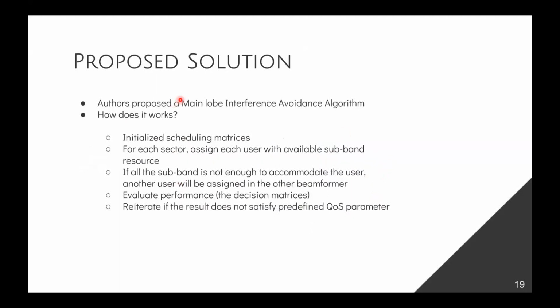So what is the proposed solution here? The authors proposed a main lobe interference avoidance, or MIA, algorithm. So how does it work? Actually this is the evaluation steps. First it initializes the scheduling matrix, and for each sector or location, assigns its users with available subbands. So if the subbands are not enough to accommodate the users, another user will be assigned to another beamformer, but with the same subband.